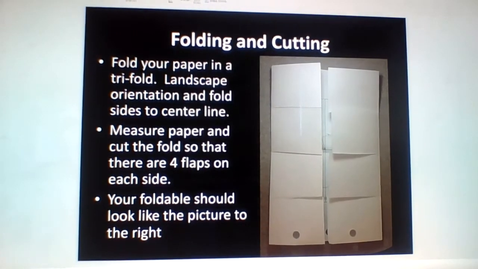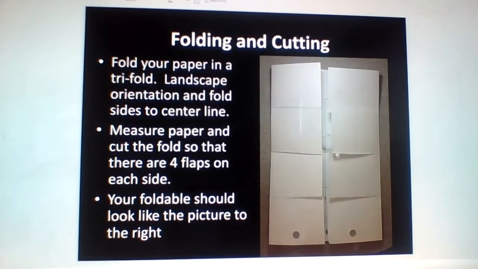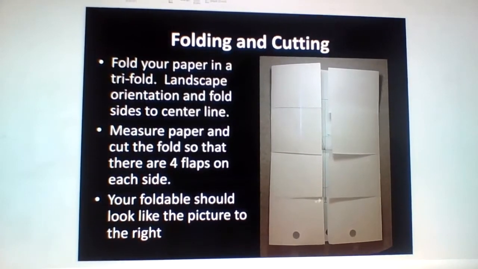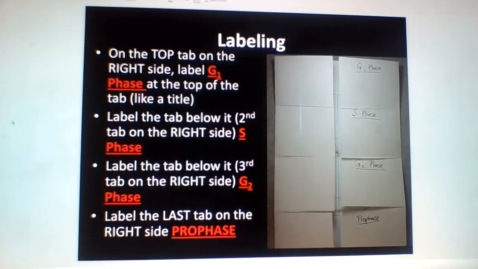Okay, after that, you measure the paper and cut the fold so that there are 4 flaps on each side. Your foldable should look like the picture to the right. So on each side, you measure it and you cut with your scissors 3 different cuts right there, and you're going to have 4 flaps on each side. Then we will move on to labeling.